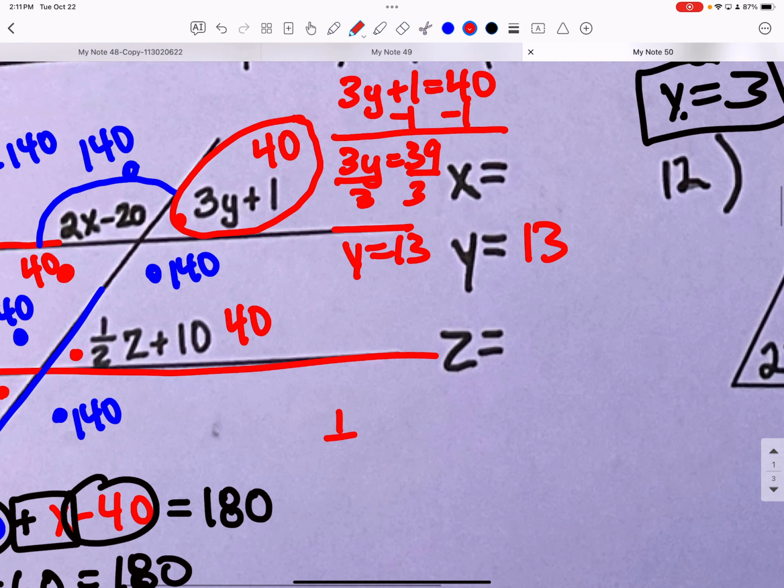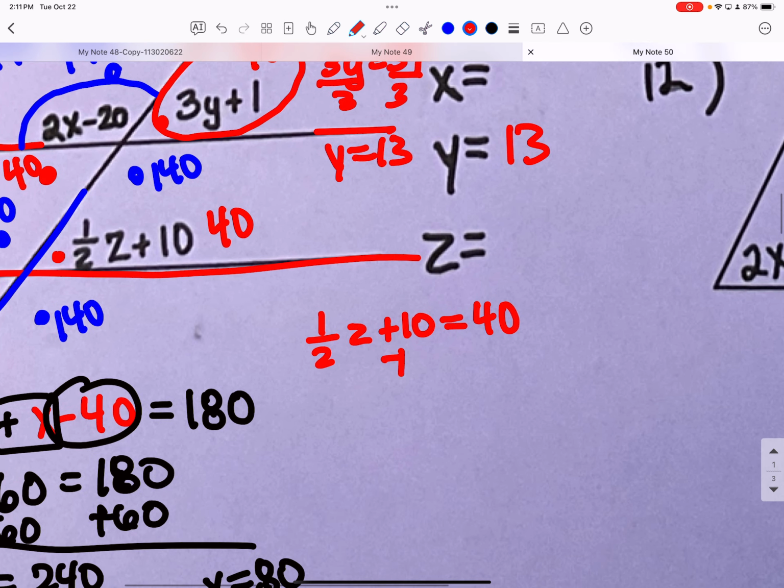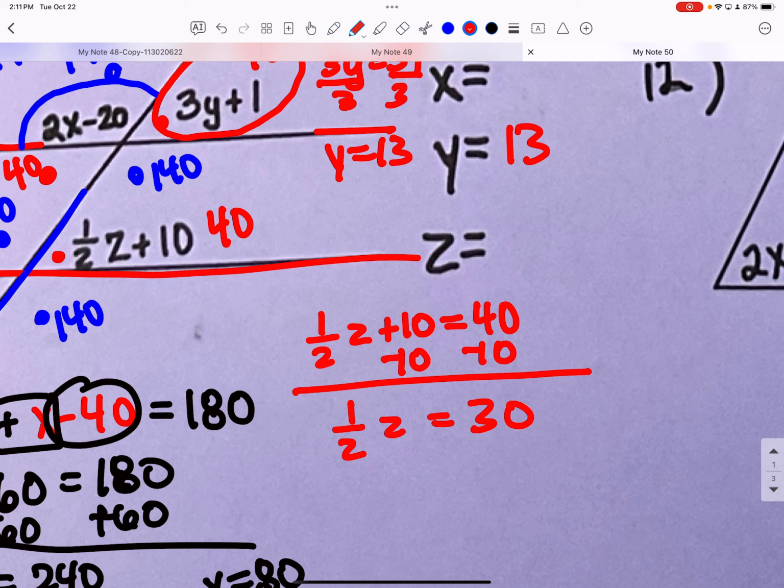And we also know 1/2 of z plus 10 is also 40. So we're going to minus 10, minus 10. 1/2 of z equals 30. To get rid of fractions, we do the upside down, a 2 to kill a 2 and a 1 to kill a 1. So that's really just multiplying by 2. So over here, we're multiplying by 2 once, or just 2. And z equals 60.